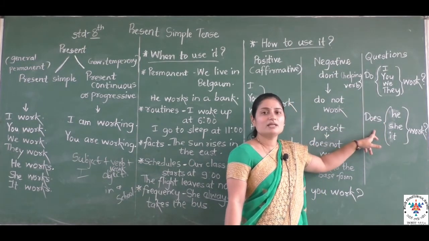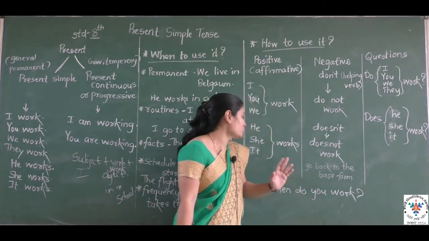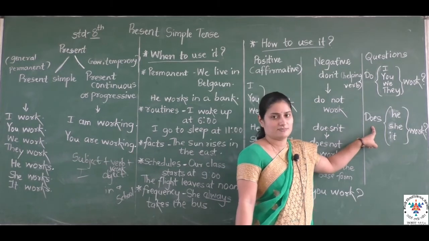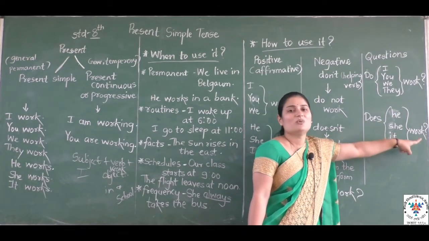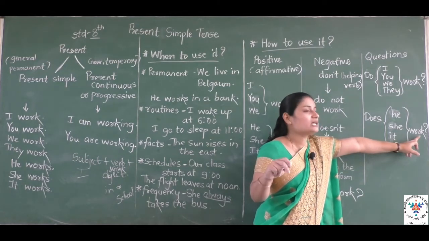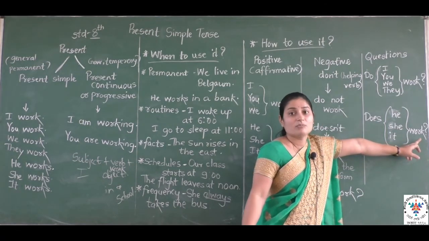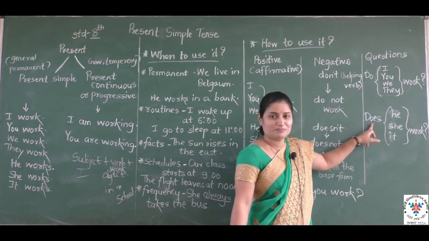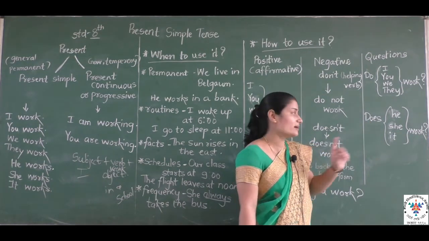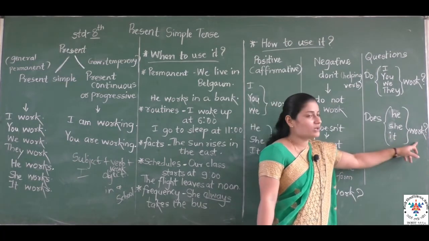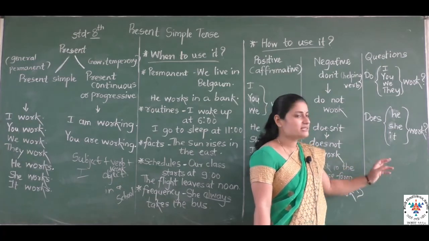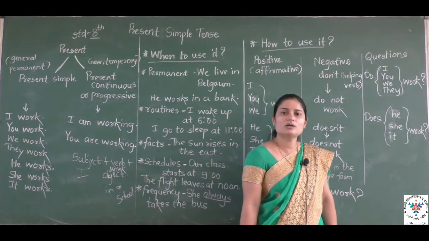Next, when the performer of the action is third person singular, that time it becomes does. Does he work? As I told you, you should not add s to the verb because you are adding s to the helping verb. You are adding s to the helping verb, so you should not add s to the verb. Does he work in a bank? Does she work in a school? Does it work well?